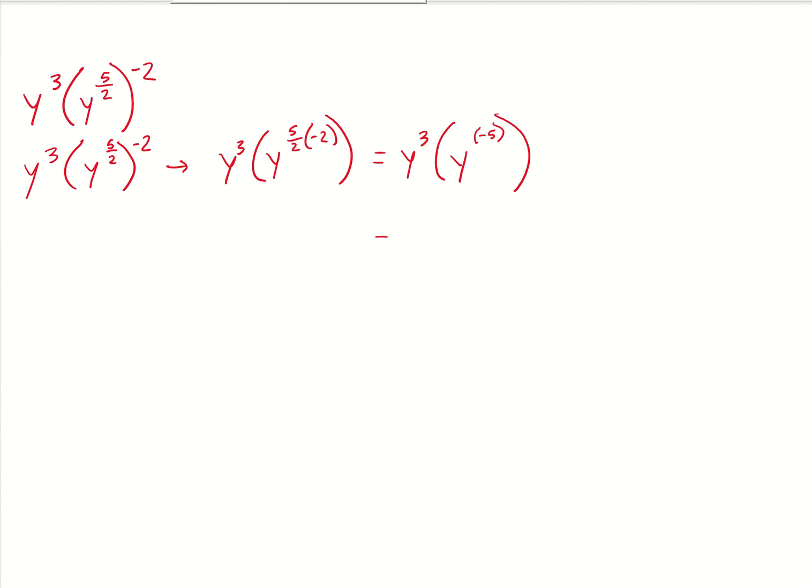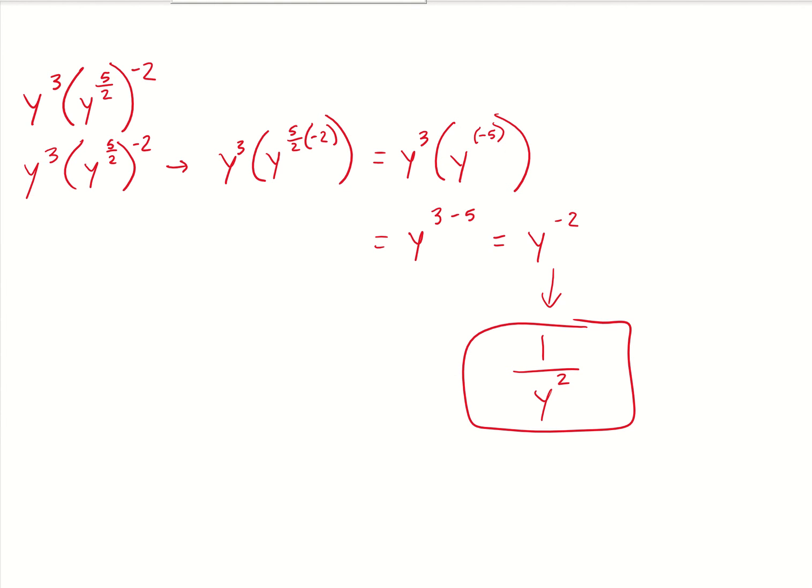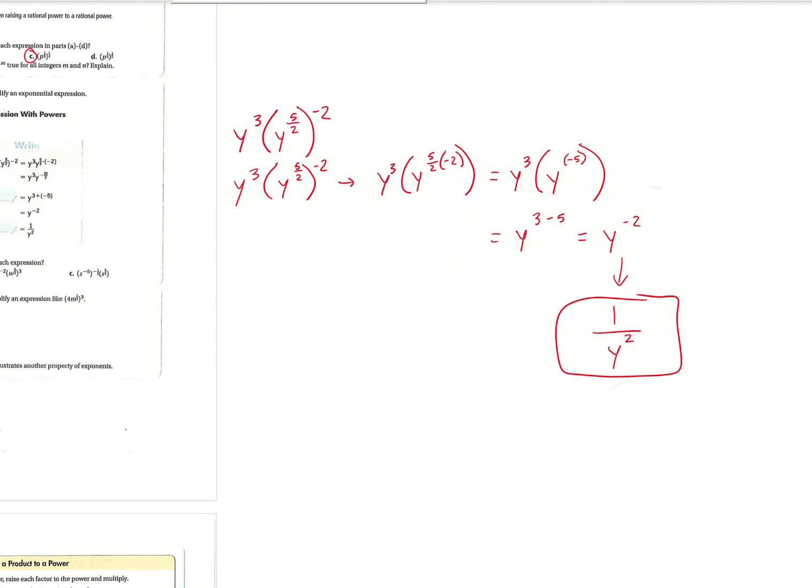Okay, then from there we have y to the third minus 5, which will be y to the -2nd, or 1 over y squared. Okay, that one's much cleaner than what we originally had. So sorry I messed that up the first time. That's what we really should have gotten.